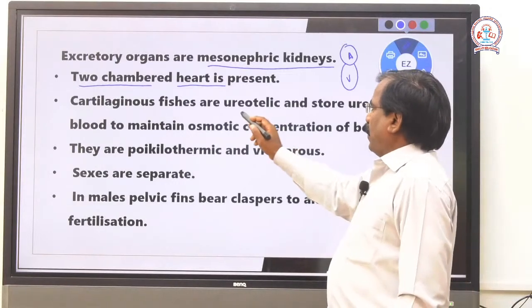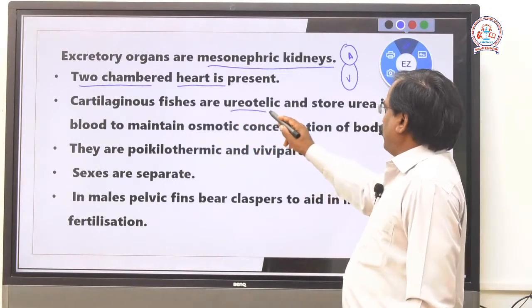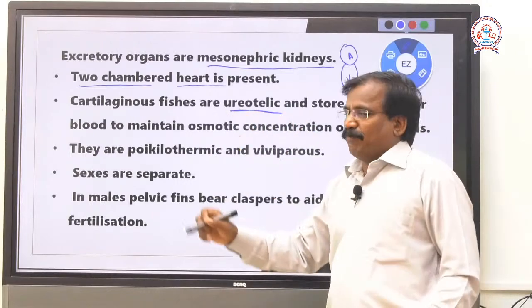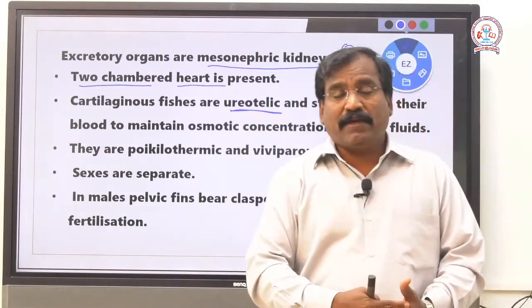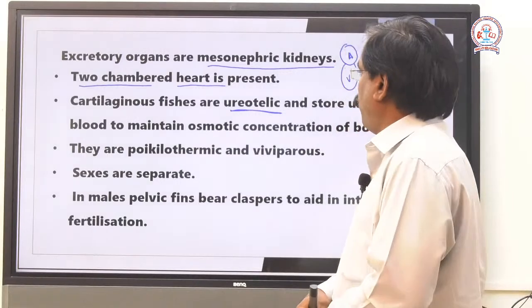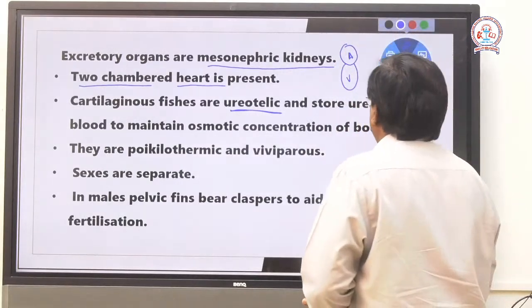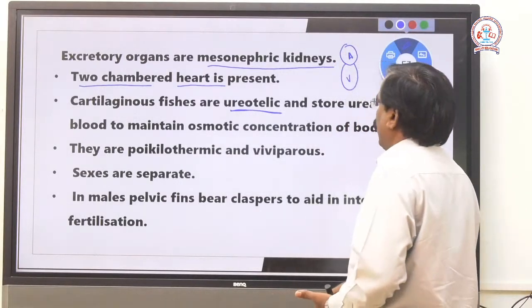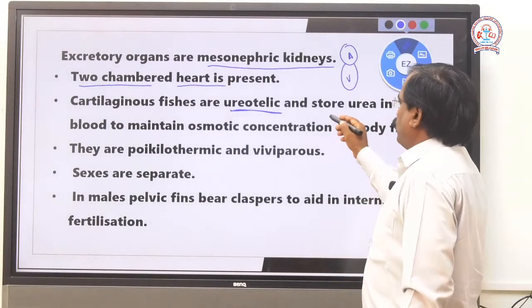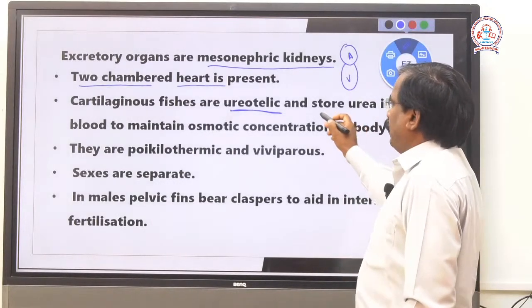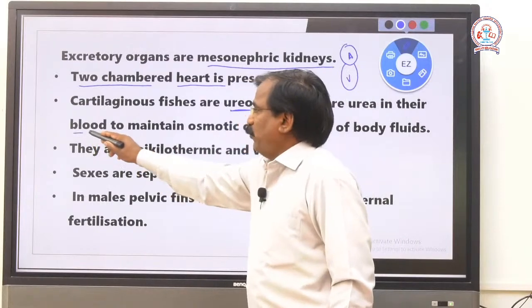And ureotelic, that means they excrete nitrogenous waste in the form of urea. Ureotelic. Also, they store the urea in the blood.